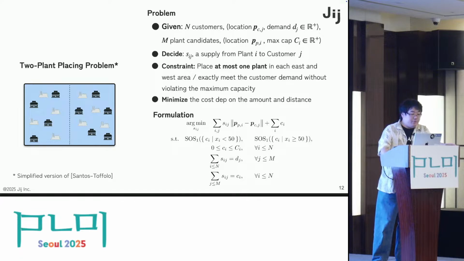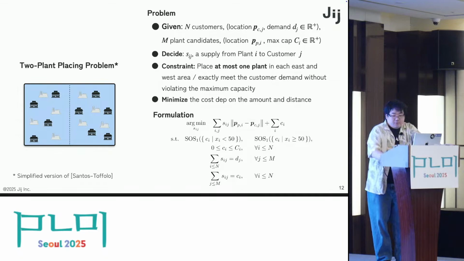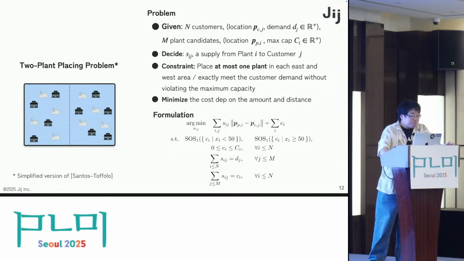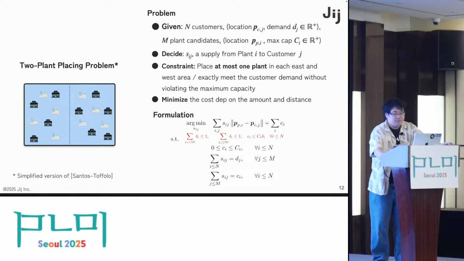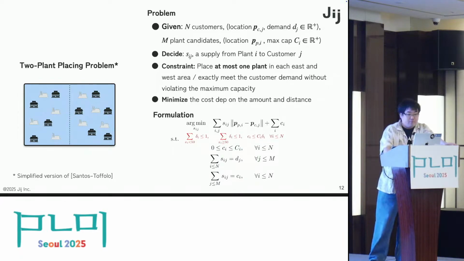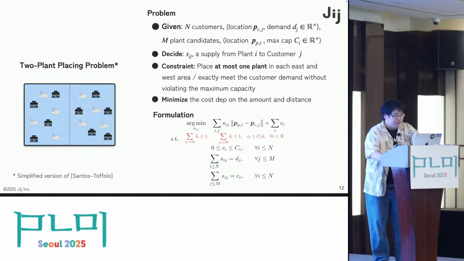And the particular problem we are trying to formulate is the two-plant placing problem. So briefly, we are to place a plant in each east and west region to minimize some cost. So detail doesn't matter, but the point is here two SOS1 constraints, and these are encoded in this style of using big M-like notation to encode it as an equation.